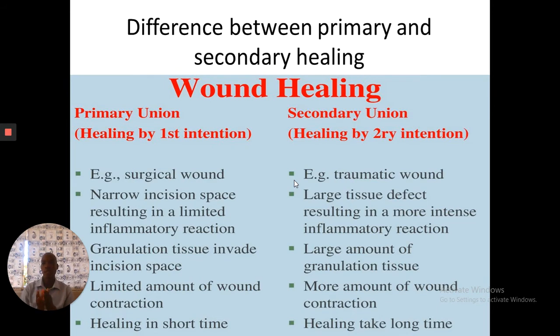Then granulation tissue invades the incision space in primary wound healing, while on the other side, the granulation tissue has to grow from the floor and come upward. Then we've got a limited amount of wound contraction in primary wound healing, while it's opposite in secondary healing. And primary healing generally takes shorter compared to secondary wound healing, of course, because of the amount of granulation tissue that you have to build, the amount of remodeling you have to do.